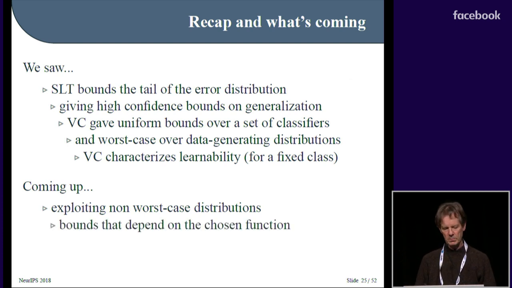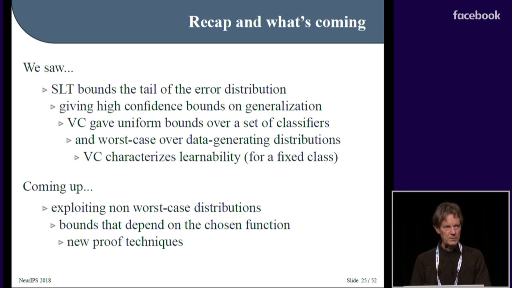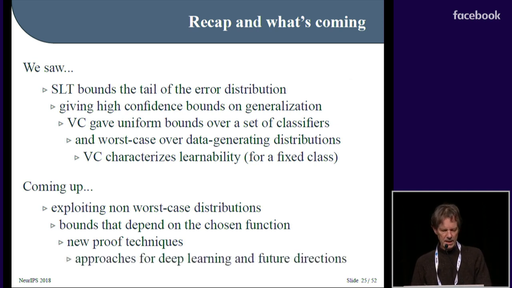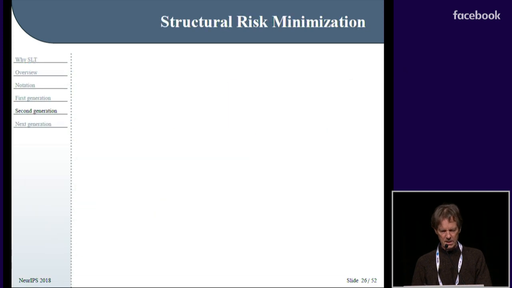So the bounds then become dependent on the chosen function, and that function is in some way able to give evidence that the distribution is not as bad. It'll mean a set of new proof techniques. So we'll try and give you an overview of the proof techniques that arise in order to deliver these results. And then we'll finish up with the approaches to deep learning and some future directions. So that's what we're going to be looking at in this second half. Okay, so I'm going to start with perhaps the simplest way of making the bounds distribution dependent, or function dependent at least.